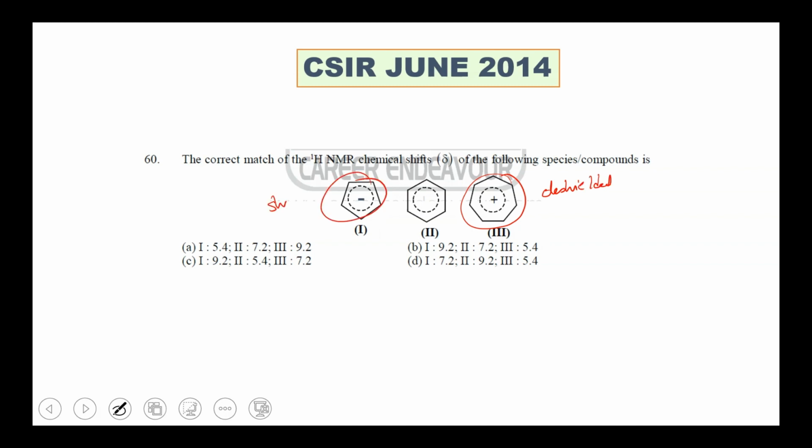Negative means shielded. And we know the benzene comes around delta 7.2. So 2 is 7.2. That is without any reservation, without doubts, I can say 2 is 2. So I can rule out option C and D.